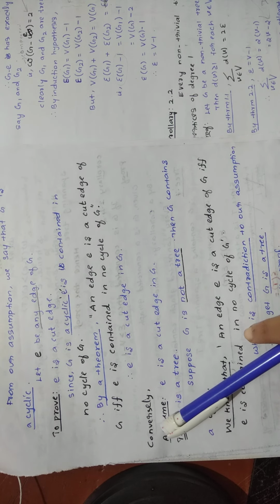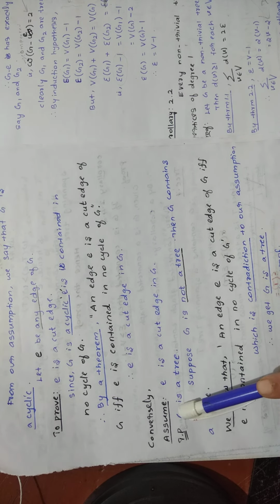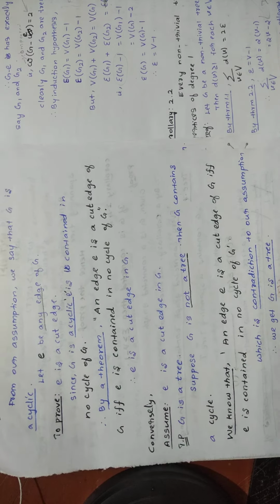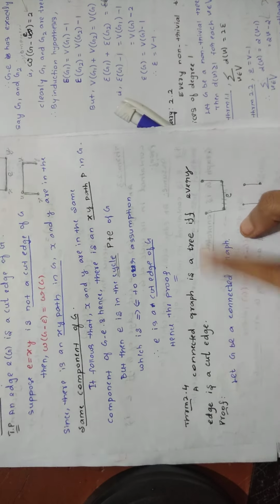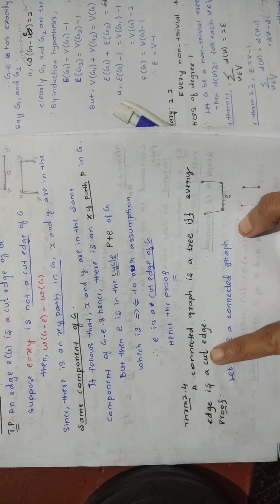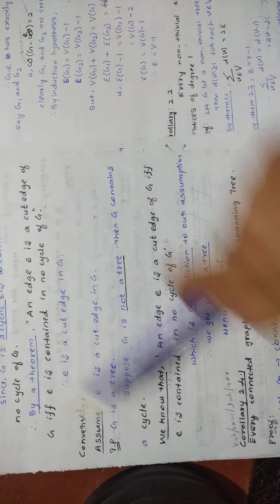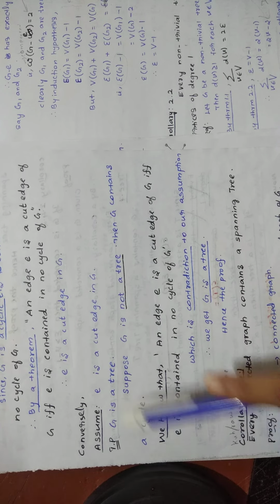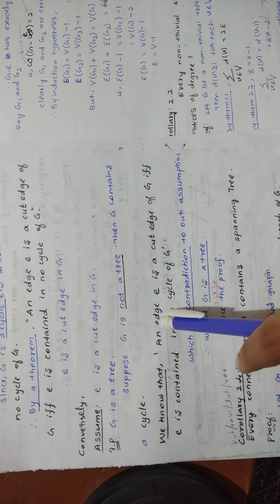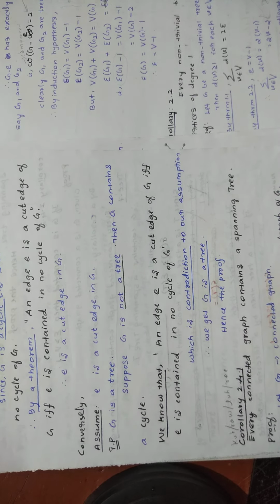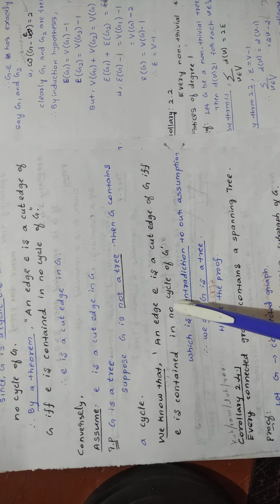Now you are going to prove the converse part. In the converse part, you are assuming E is a cut edge and you will prove G is a tree. So for that, suppose G is not a tree. If G is not a tree, then what does it mean? Then G contains a cycle. If it is not a tree, then there will be a cycle, right? So that is what is written here.